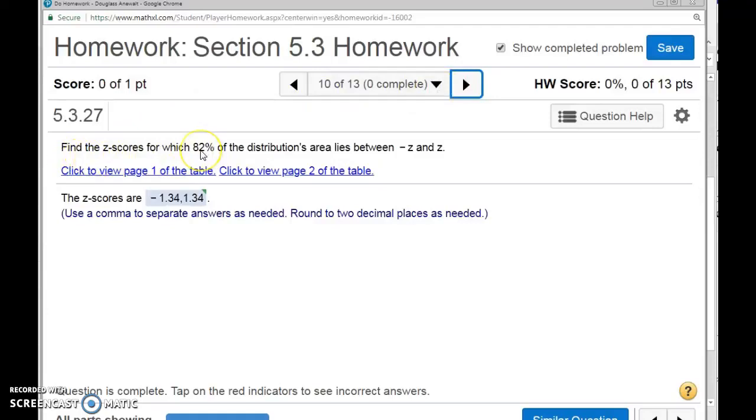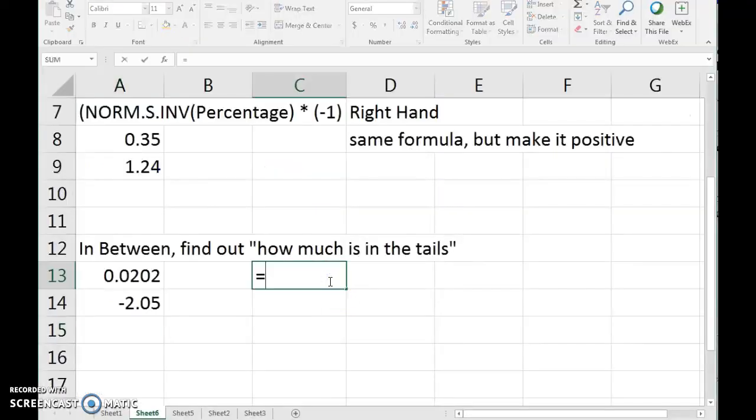And number 10 here is asking us about an in-between again. So if we think of having, I'll do this example here, 82% in between two z-values. And so notice how the answer even shows us that we have symmetry here, that whatever our z-value is on the left, we're just going to make it positive to get our z-value on the right. So we want 82% right in the middle of the graph, and then the rest being in the tails. So 82%, how much does that leave in the tails? You would come in here and do 100% minus 82, minus 0.82. There's 18% in the tails.